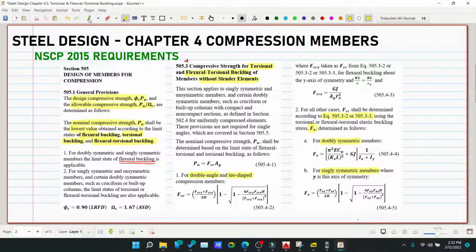Yan. Just take note na dapat yung ating nandito, axis of symmetry is either sa Y or X. Okay, pwede magbago yan. Pwede siya maging X. For example, yung orientation natin sa C-channel, saan ba? Okay, kasi sa C-channel, yung axis of symmetry natin is X-axis, hindi ba? Ayan. So, rito, Fey is magiging Fex. Fex yan. Okay, nagbabago yan.